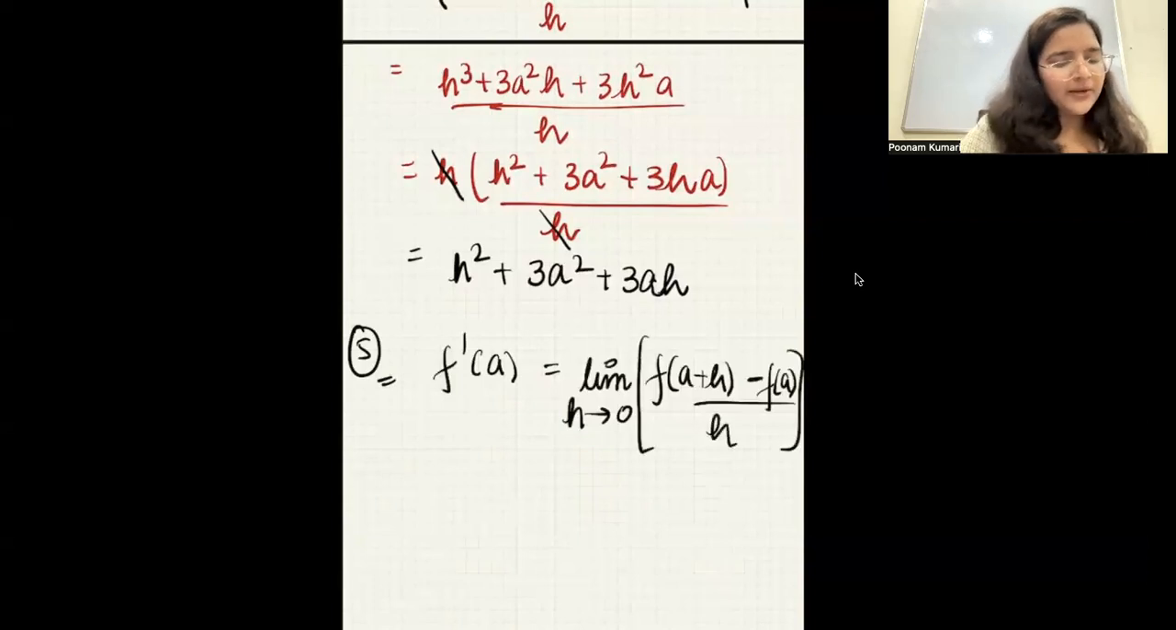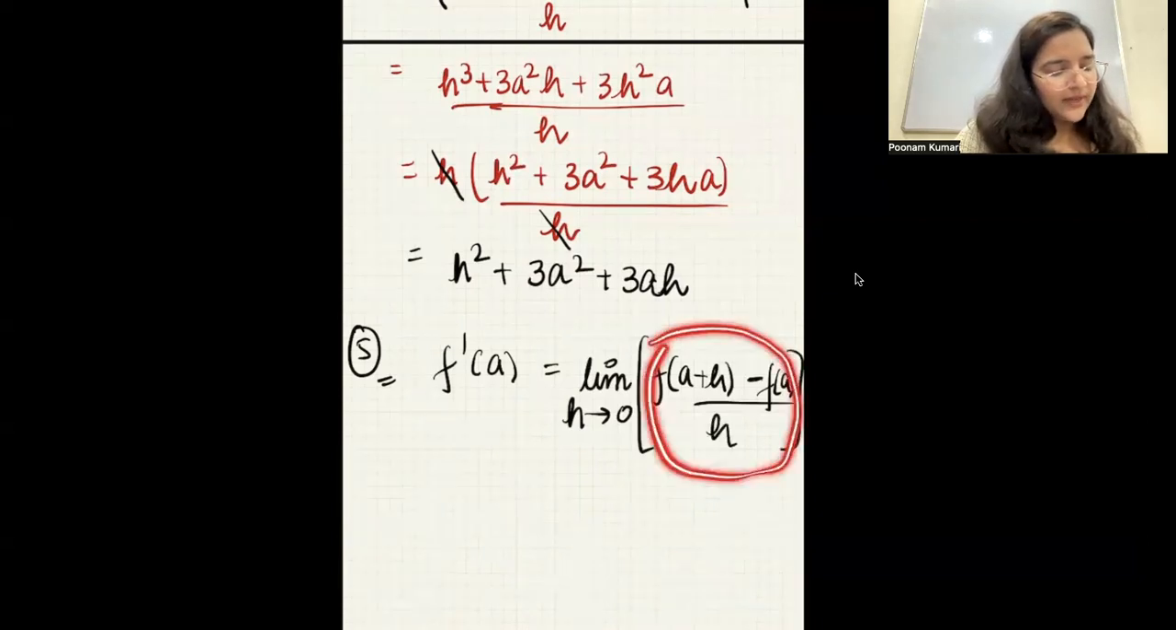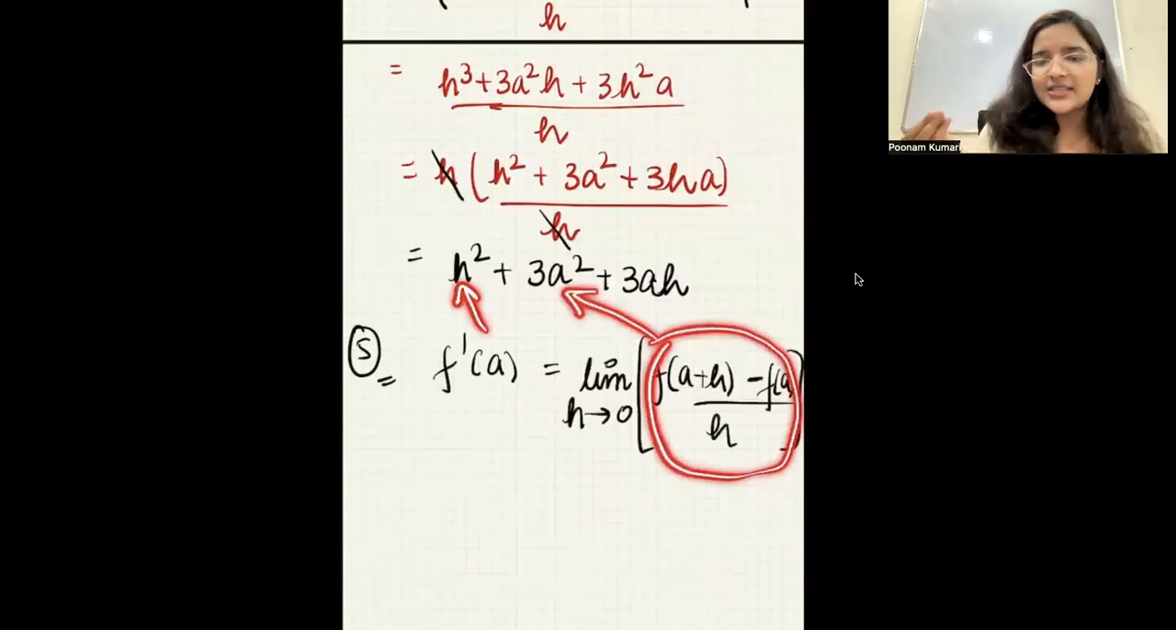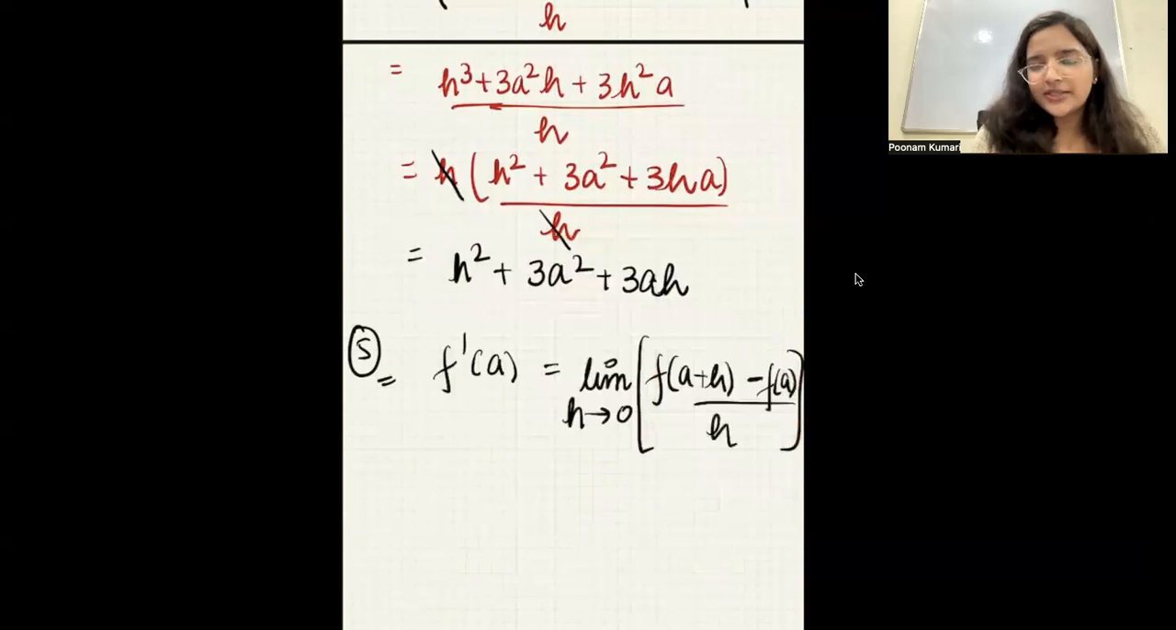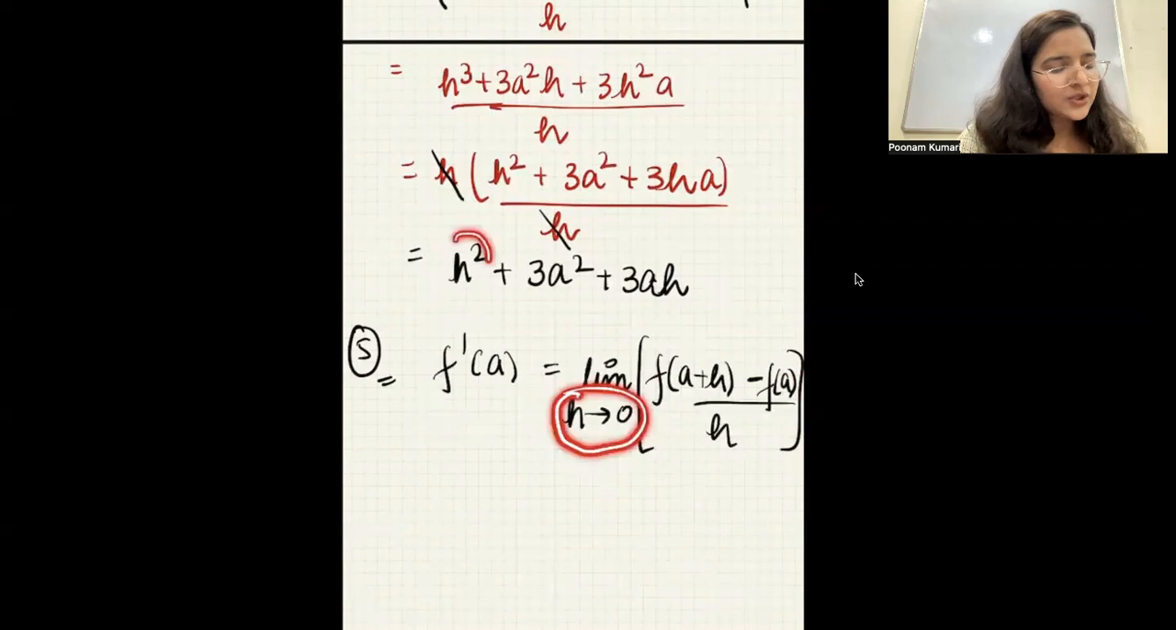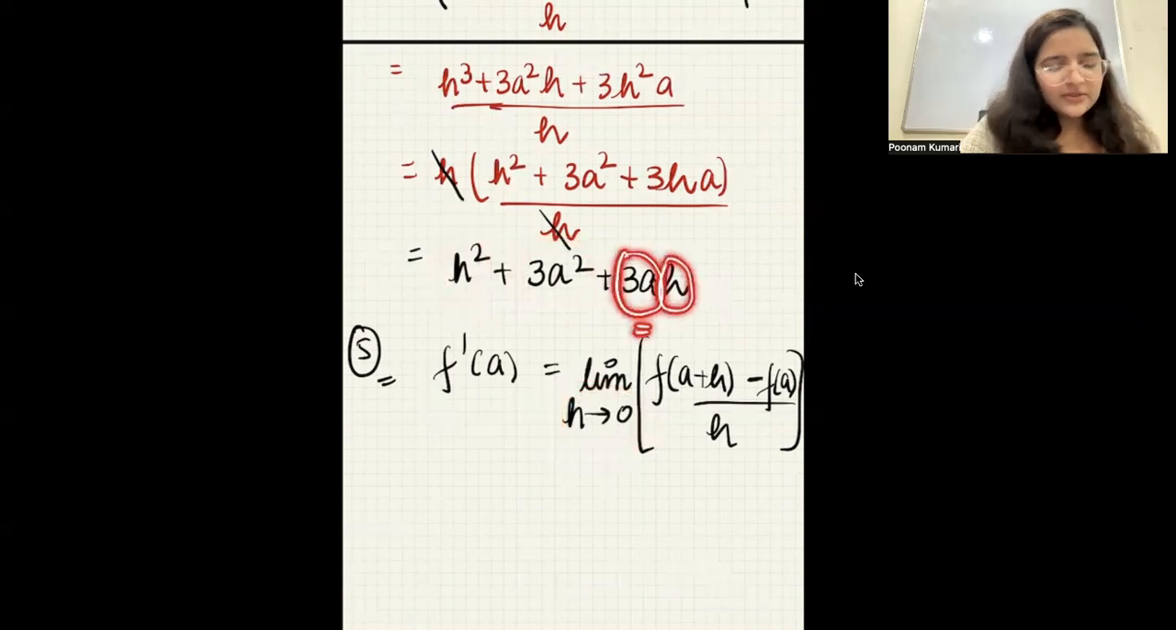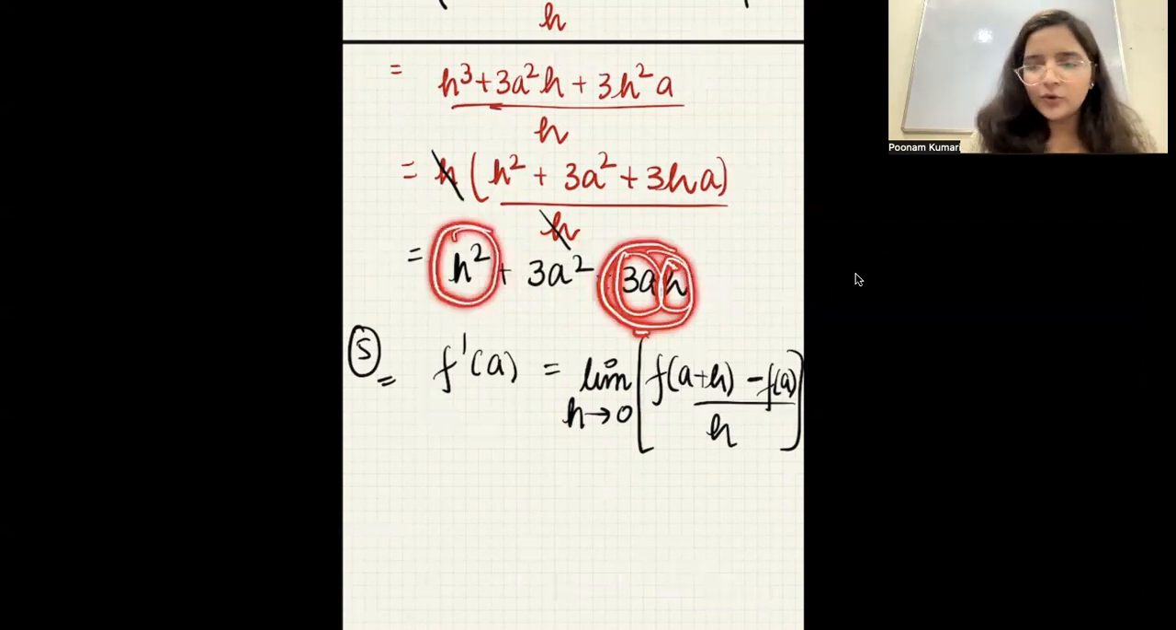Right? Where will this number tend? You have to figure this out. So humara ye wala jo number hai, that is this. Ab inka question kya hai? Ki h bahut close aa raha hai zero ke, tab aapka ye jo poora expression hai, ye kitna ho jayega? Theek hai? So h agar zero ke bahut close aa raha hai, so h square bhi bahut close to zero hoga. And if you multiply anything with something which is very, very close to zero, that will also become very close to zero, right?